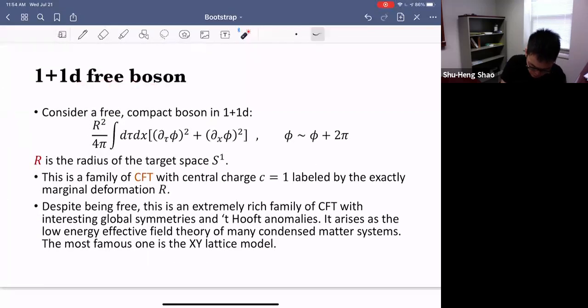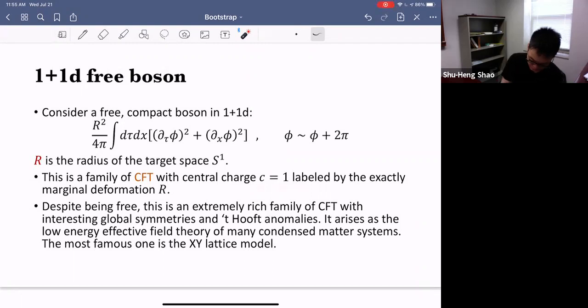So what is a 1+1D free boson? What it means is we have a free Lagrangian, the standard kinetic term. I wrote it in Euclidean signature. Phi is dimensionless and 2π periodic. There's a coefficient R squared here, and that's usually called the radius of the target space S1. So the target space is a circle, and you can absorb this R into the definition of your phi, and then phi lives on a circle with radius R. This R, from the worldsheet point of view, is dimensionless, and it's an exactly marginal deformation of the CFT. So different R's label different CFTs. And this is a CFT with central charge 1.